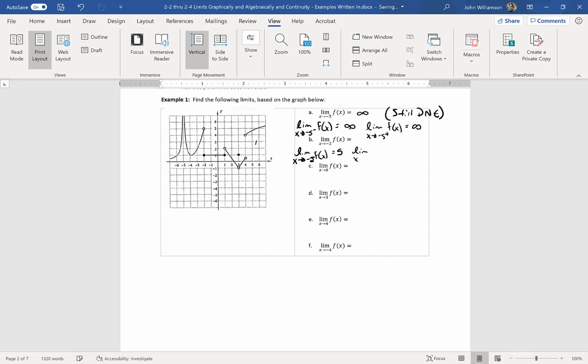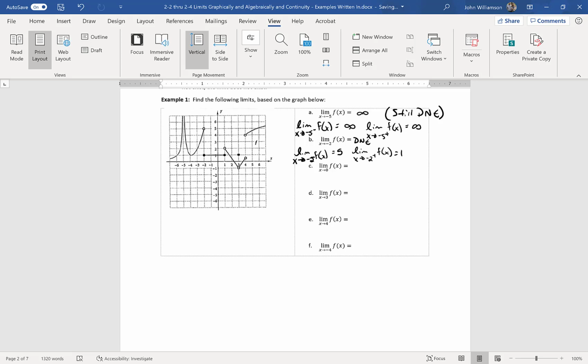The limit as x is approaching -2 from the right of the function. So coming into -2 from the right, we're coming into 1. So because 5 does not equal 1, the two one-sided limits are not the same, then we know this limit as x is approaching -2 of our function does not exist.